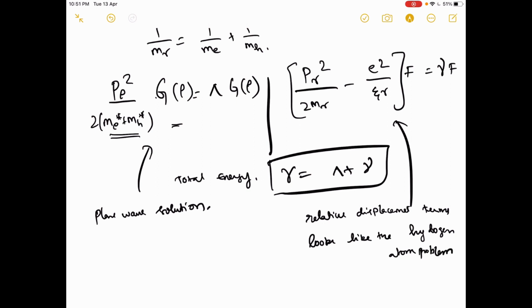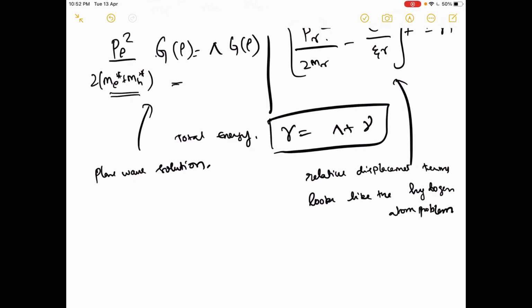Right? So basically you have some momentum squared minus some spherically symmetric potential, E square by epsilon into r. So the exciton is now split into two forms.